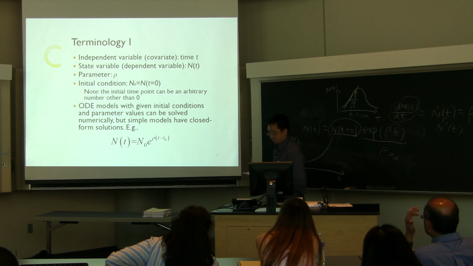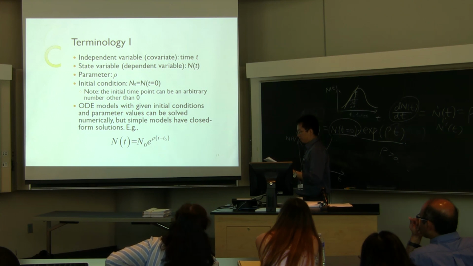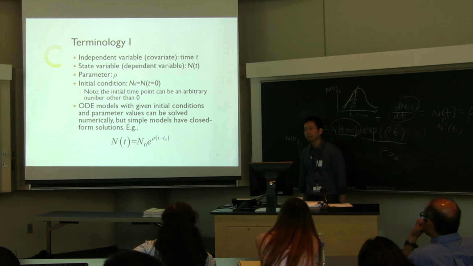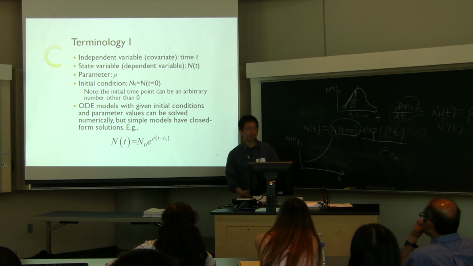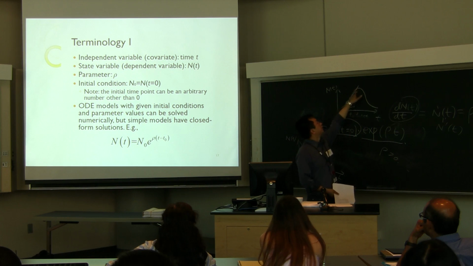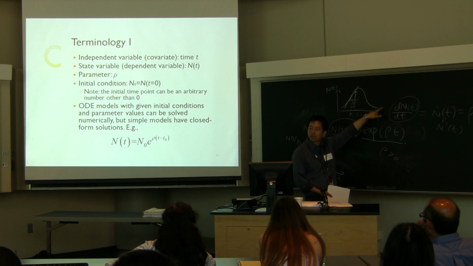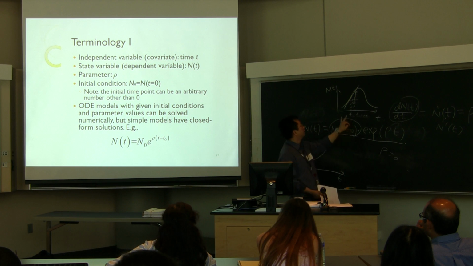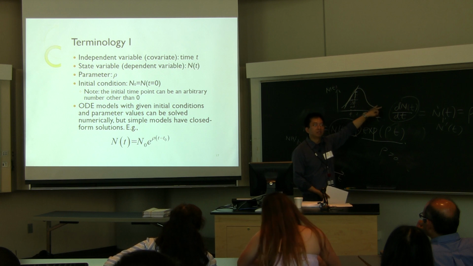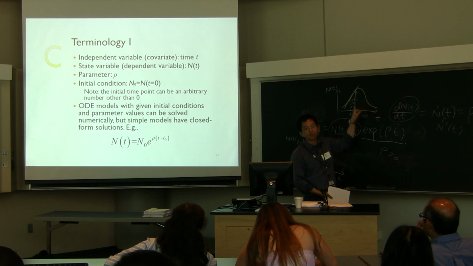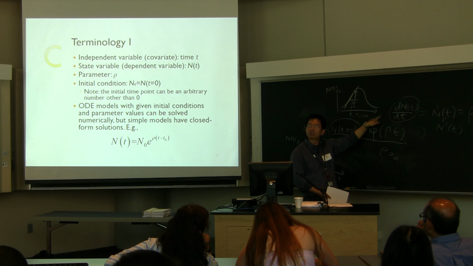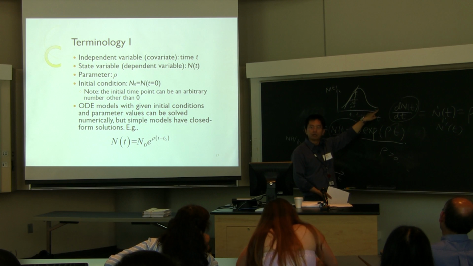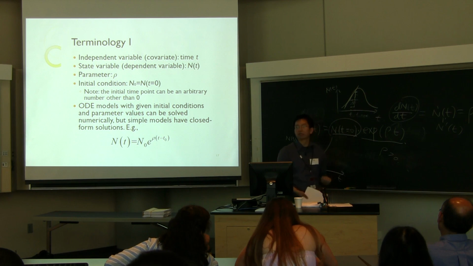So for an ODE model, if we give the initial conditions and parameter values, we can solve it. Solving it means we can actually get this trajectory. If I have a model, I know the parameter value and the initial condition, we can solve it to get this trajectory. That's the meaning of solving an ODE. You will know every detail of this curve, the exact value of each point on this curve.